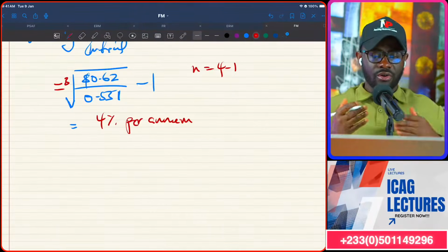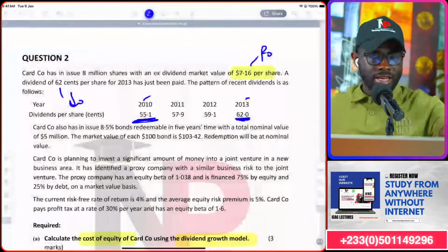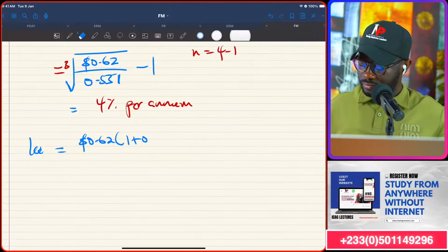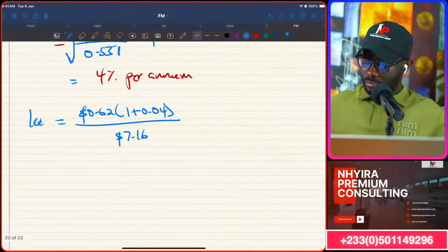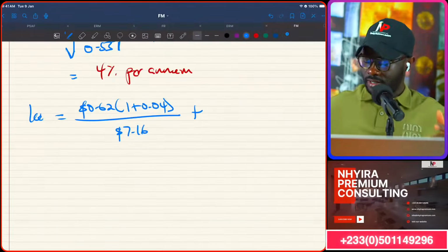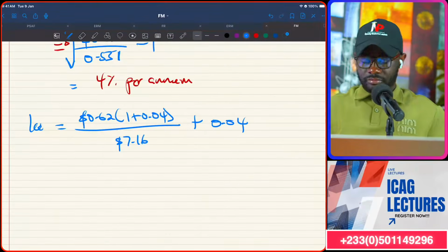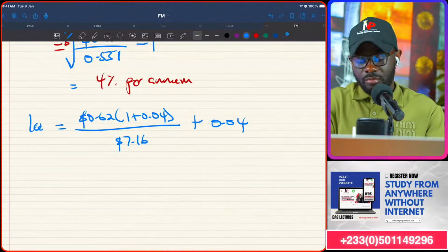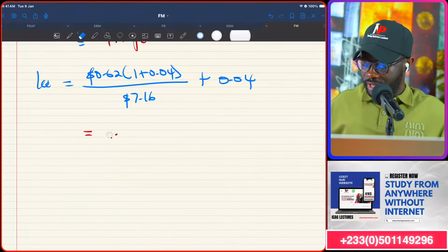Once we have the growth rate of 4% per annum, we can calculate the Ke, which is going to be the dividend that has just been paid, 0.62, into bracket 1 plus 0.04, divided by the market value given to us, $7.16, plus the growth rate of 0.04. So we punch that out: 0.62 times 1.04 over 7.16, plus 0.04, and that is going to be times 100. That gives us 13%. So our cost of equity is 13%.